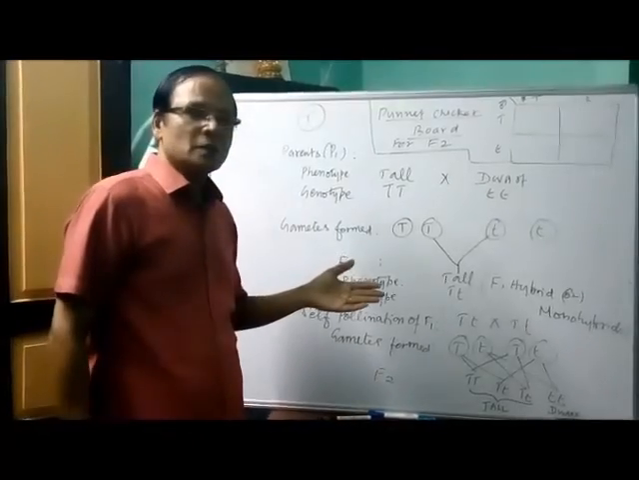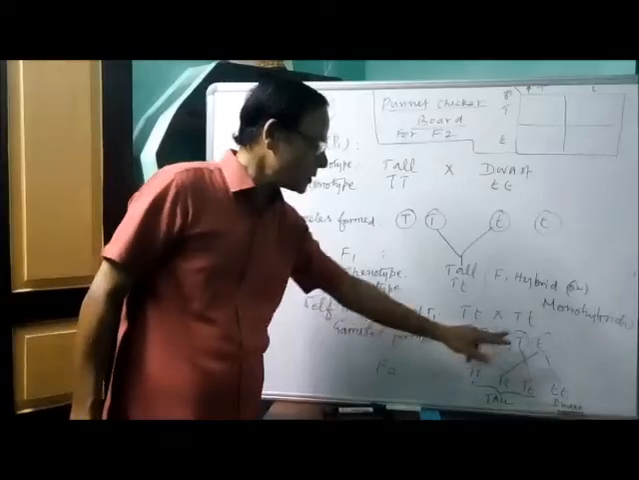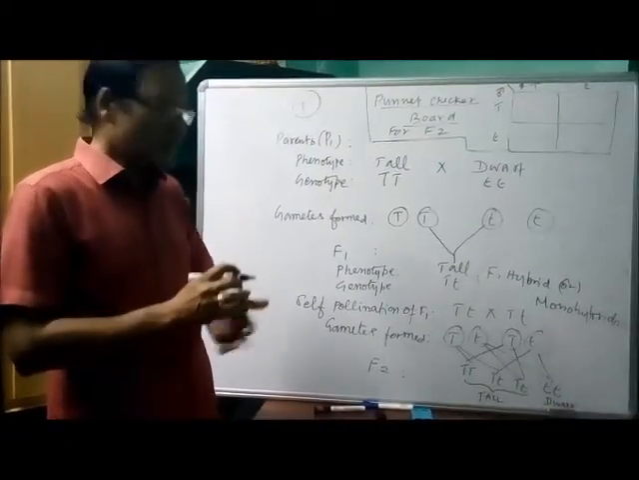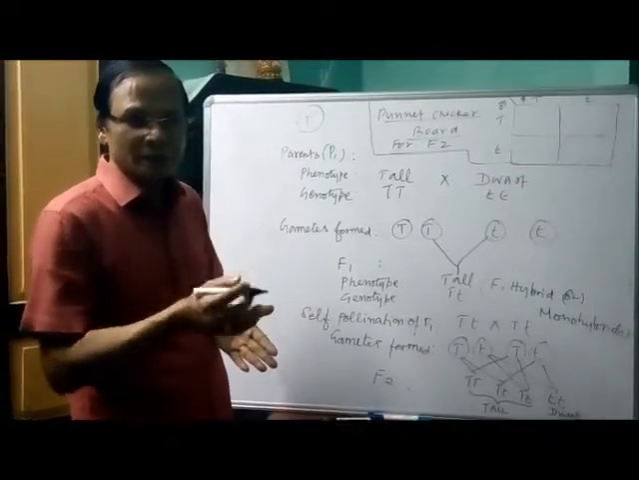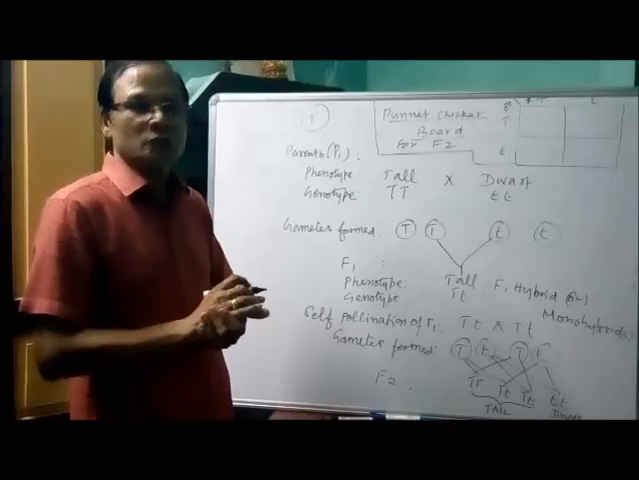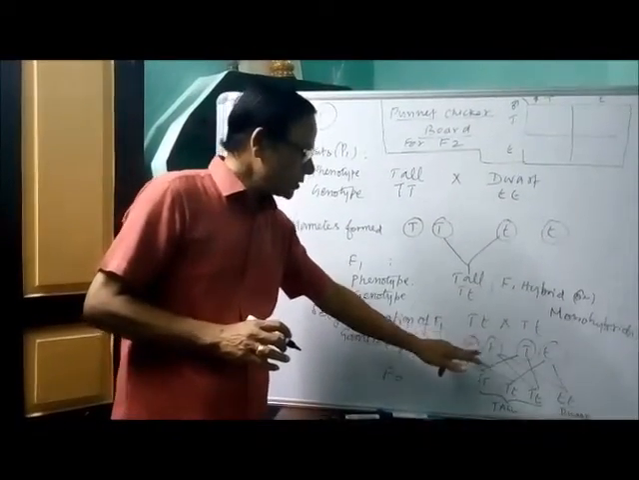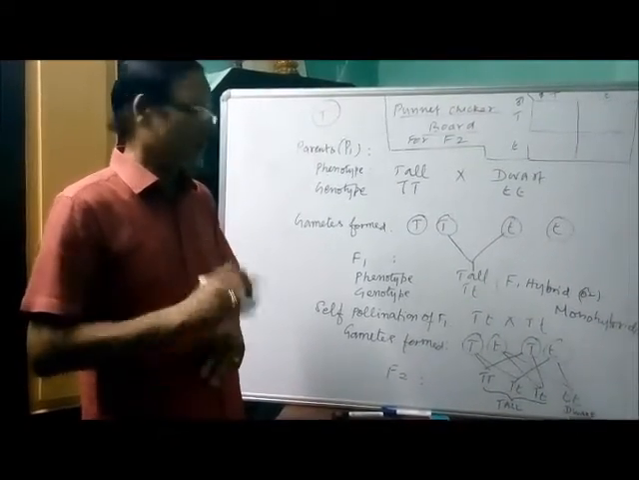Now we have to calculate the probabilities. If you have gametes of two different types on either side, the probabilities are 2 into 2, 4. That is the way to calculate. If you have 4 gametes on either side, 4 into 4, 16 individuals are formed. Like that, we have 2 gametes on either side, so the probabilities are 2 into 2, 4.